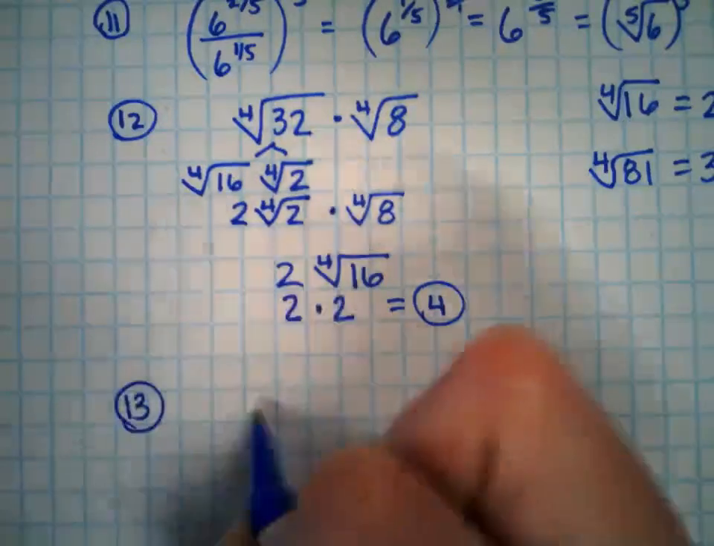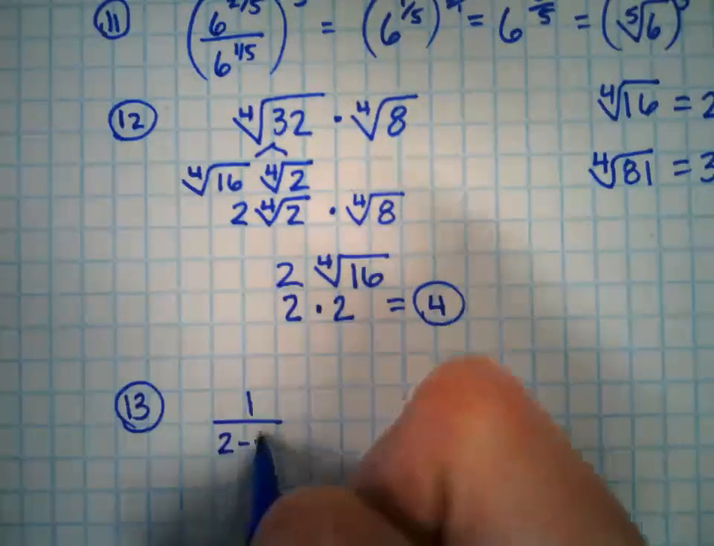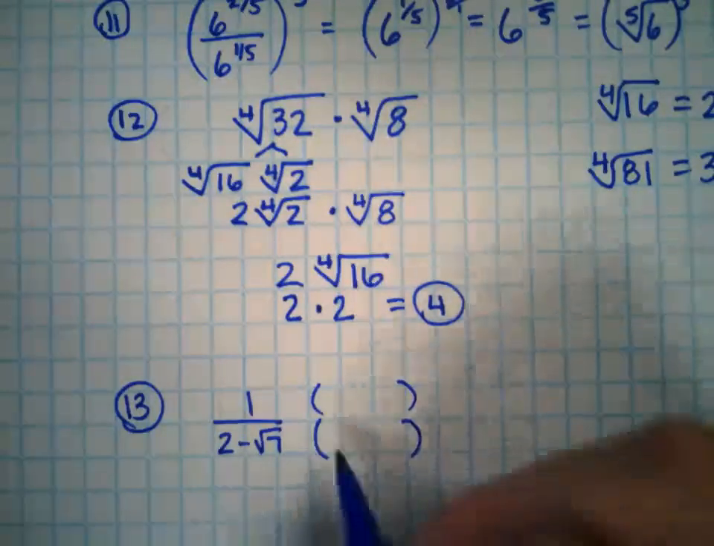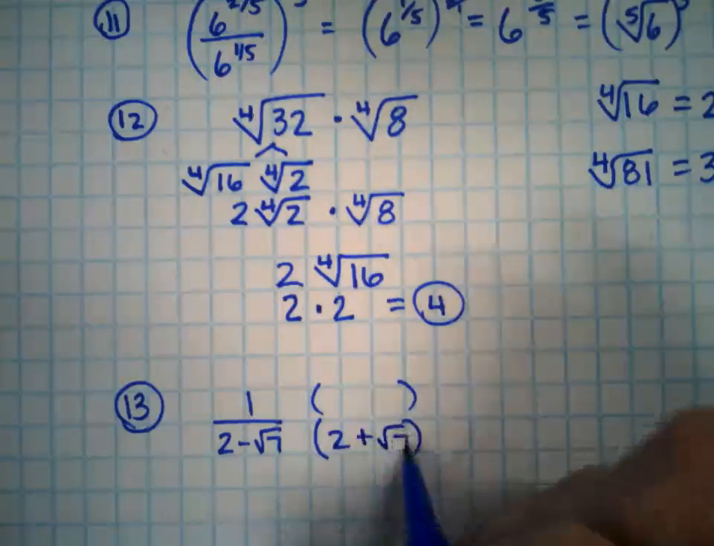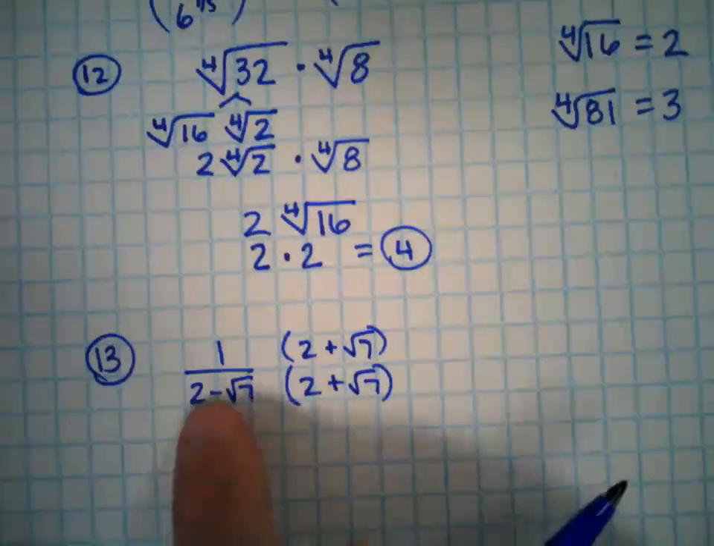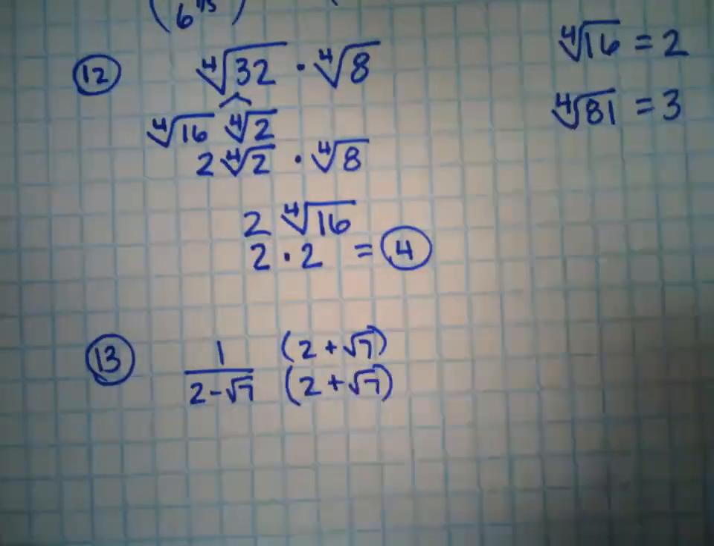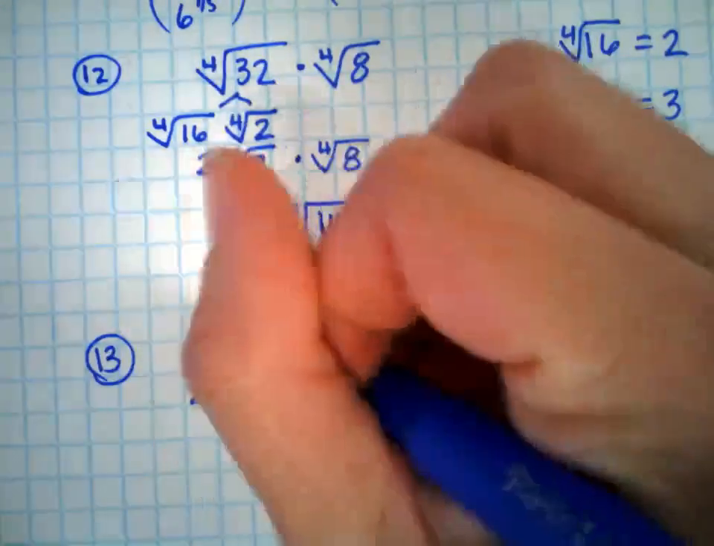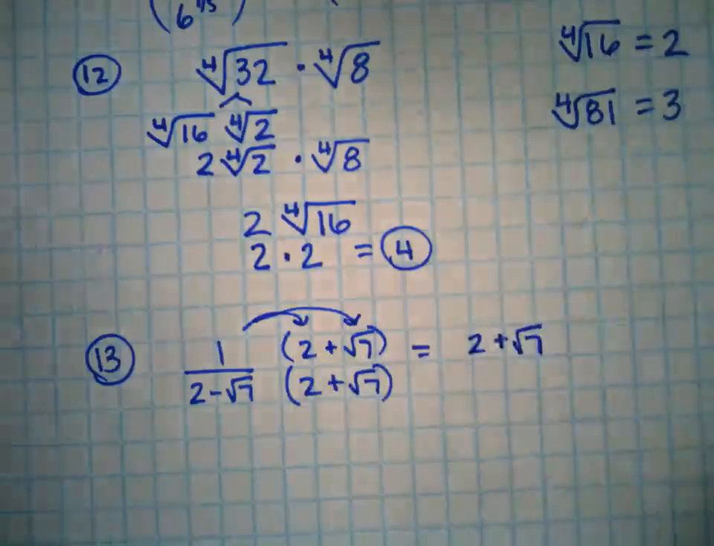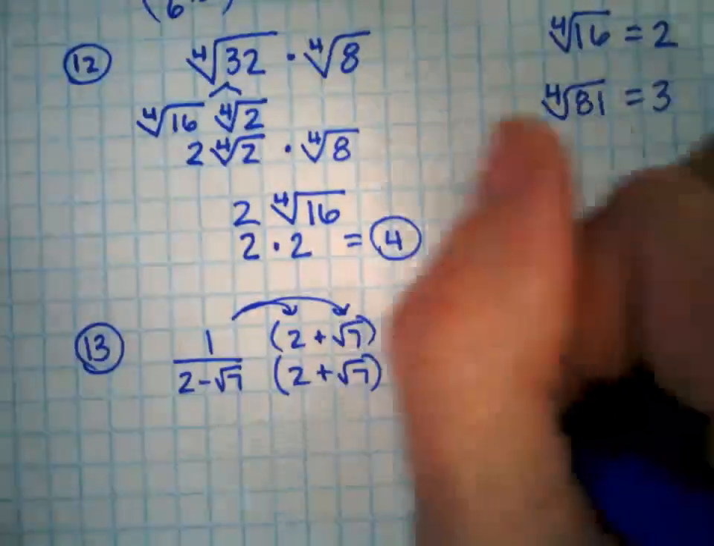Number 13, we have to rationalize. When we rationalize and we have a binomial, we multiply by the conjugate on the top and bottom. The conjugate means I need to change the sign in front of the radical. On the top, it's just 1 times 2 and 1 times the square root of 7. So 2 plus the square root of 7.